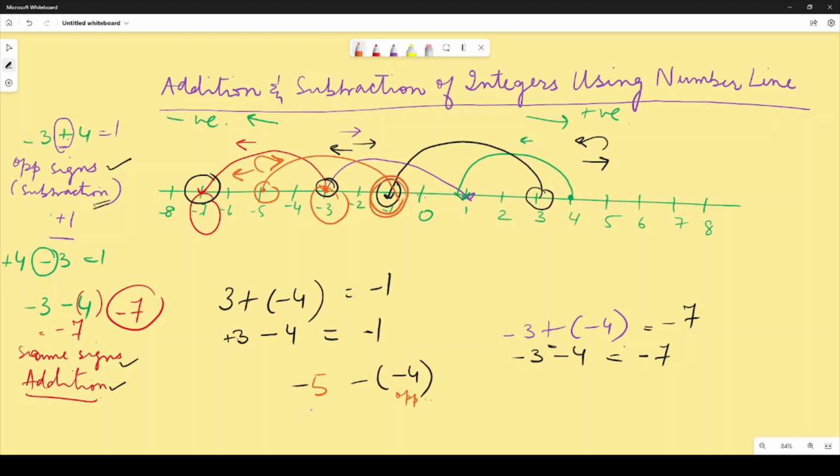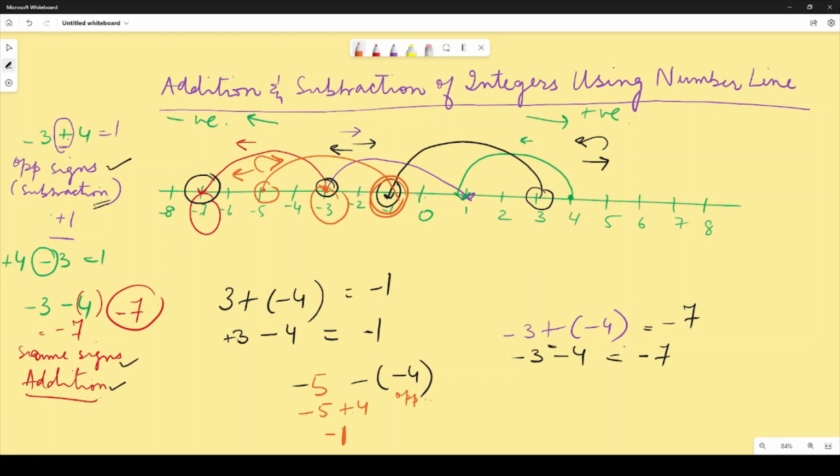Now let us solve it using the laws of integers. So minus 5, this is a minus sign outside the bracket. So this means the sign inside the bracket will change. So this becomes plus 4. Opposite signs, the operation is subtraction. So you get 1. Sign of bada bhai, which is minus 1. So this is the answer that we arrive at.